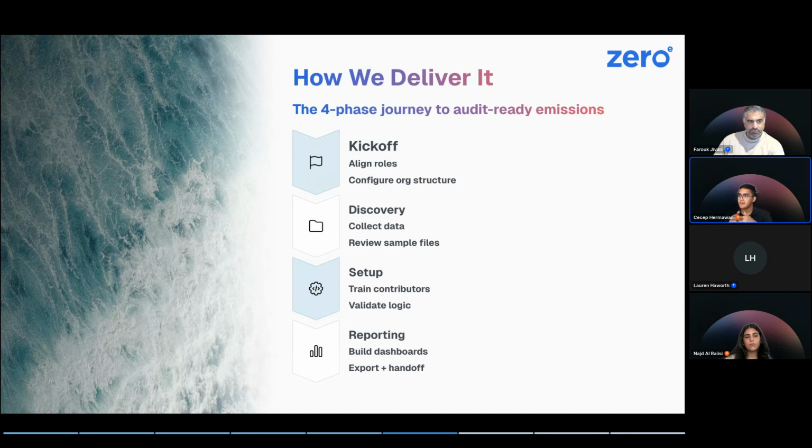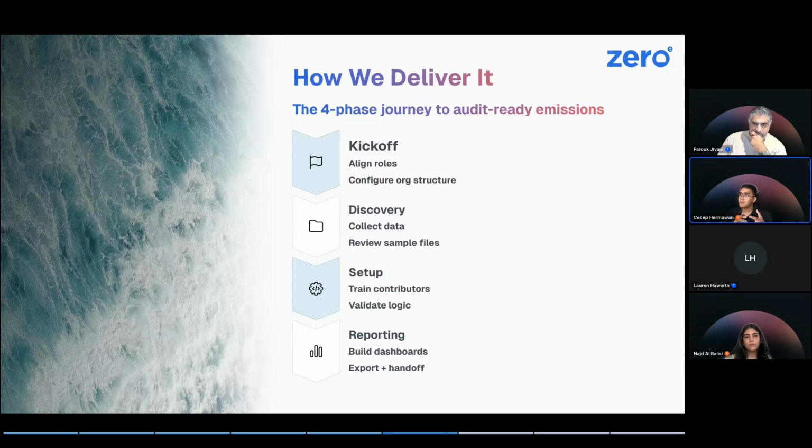And then I guess the second step is the data discovery process. We try to collect all of the data from the organization and review the sample files. We try to understand how the company data is being managed within the organization. That's really important as well.